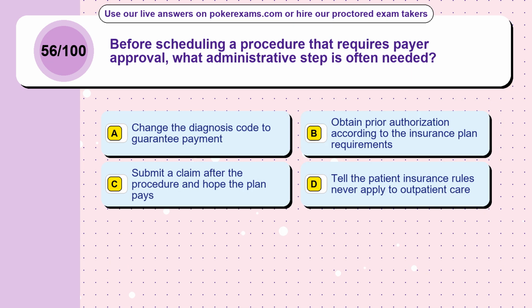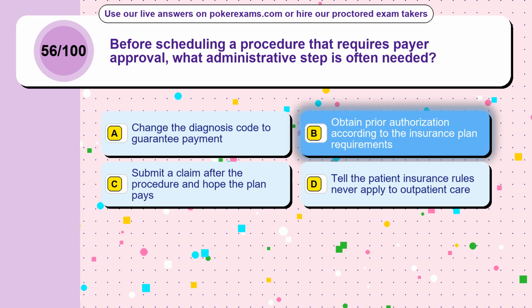Question 56. Before scheduling a procedure that requires payer approval, what administrative step is often needed? Option A. Change the diagnosis code to guarantee payment. Option B. Obtain prior authorization according to the insurance plan requirements. Option C. Submit a claim after the procedure and hope the plan pays. Option D. Tell the patient insurance rules never apply to outpatient care.